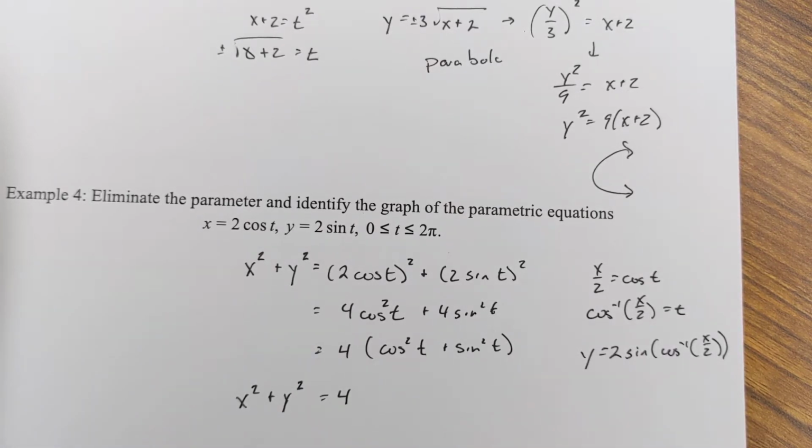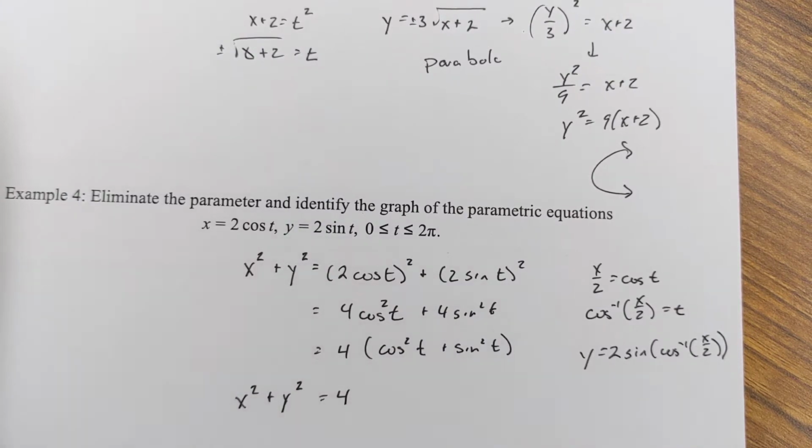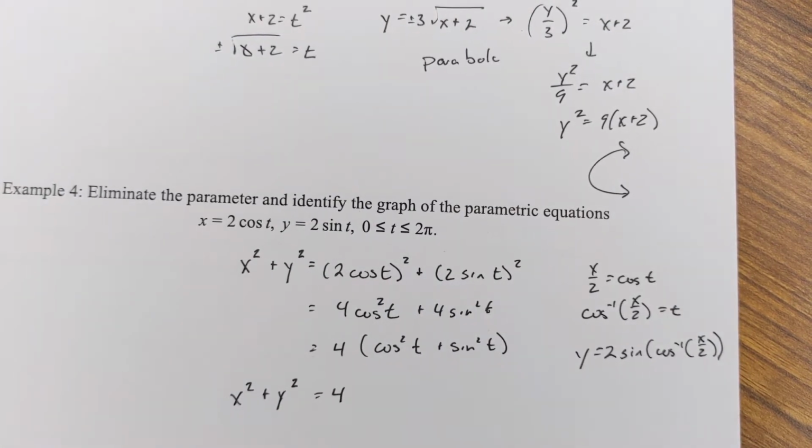Sorry, I'm typing in my calculator. 2 sine inverse cosine of x over 2. Right? Yep. For some reason, it won't let me draw it. There we go. So you can also do it that way, which is not usually the cleanest way.